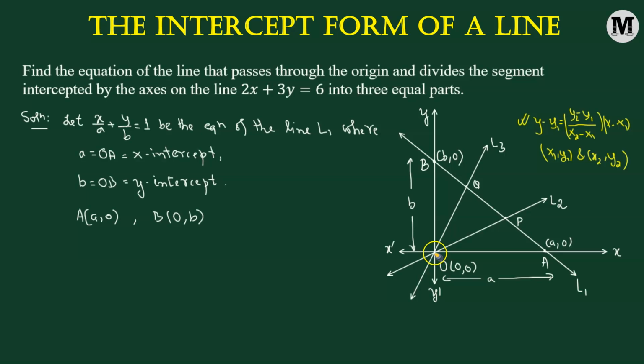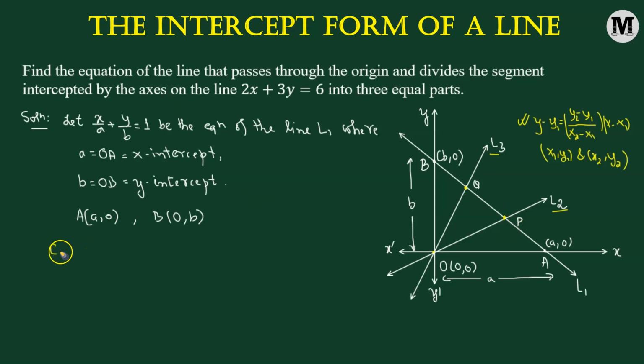Since we already have the coordinates of the origin, our goal will be to determine the coordinates of point P. That will help us obtain the equation of line L2, and once we have the coordinates of point Q, we will be able to obtain the equation of the line L3. So let's begin by first finding the equation of L2. For this, we'll first find the coordinates of the point P.